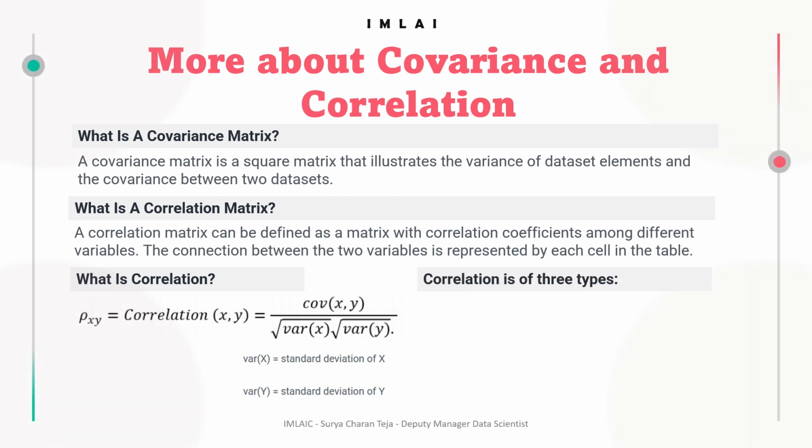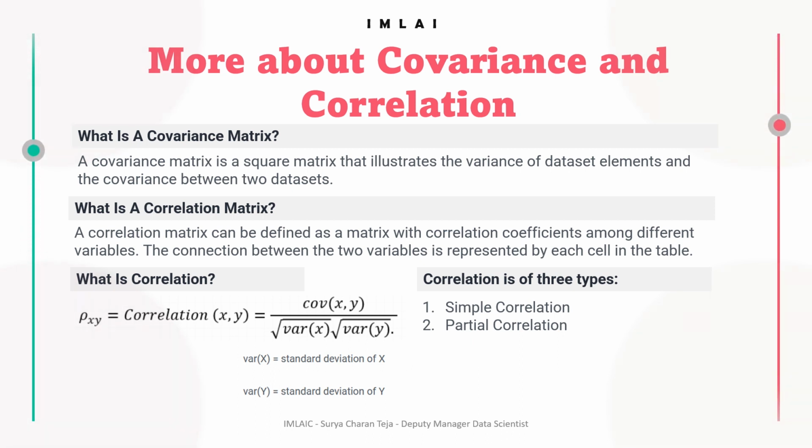Now there are three types of correlations. Of course, we have seen positive, negative, and no correlation before, but this is a different classification. The first one is simple correlation. In simple correlation, a single number expresses the degree to which two variables are related. That's it. Simple correlation is only between two variables. The second one is partial correlation. When one variable's effects are removed, the correlation between two variables is revealed in partial correlation.